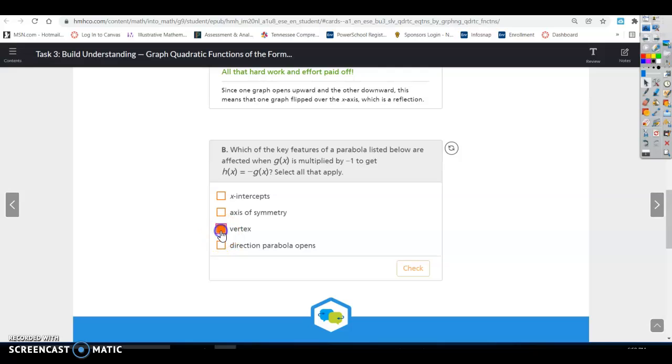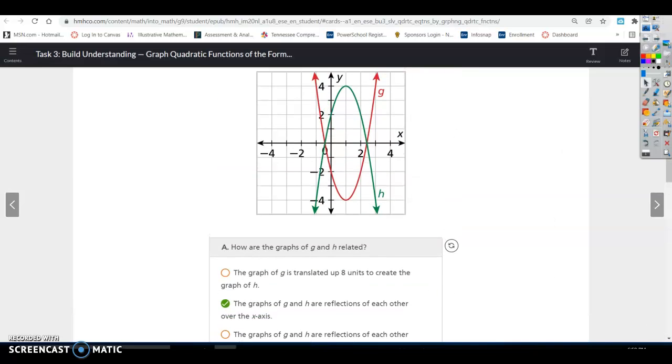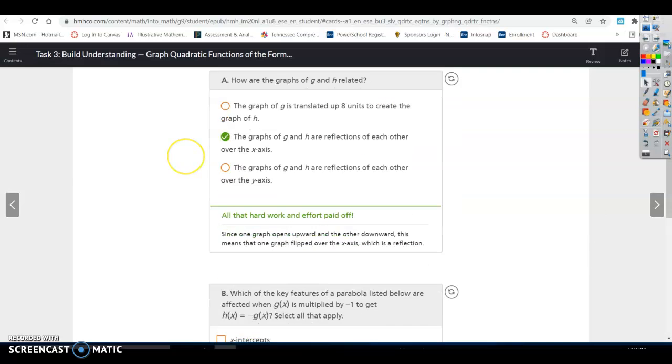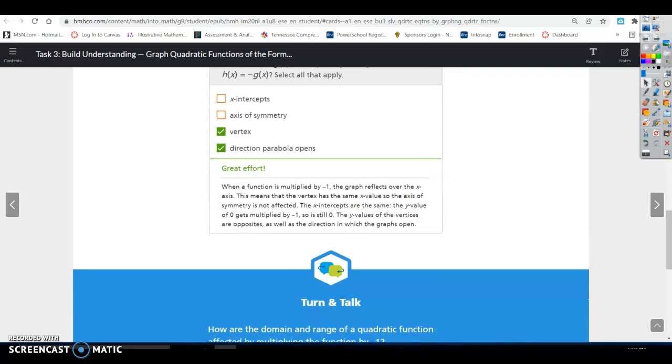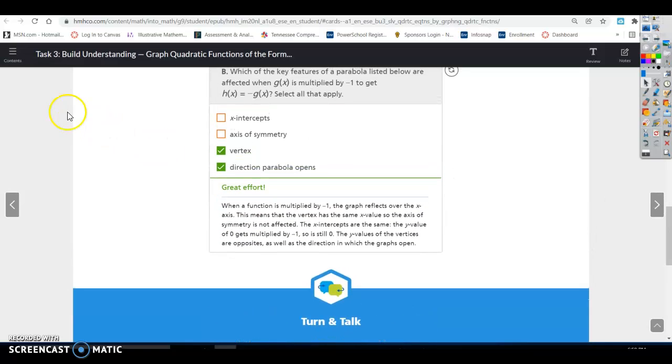The vertex was in a different place because it reflected across the x-axis, so it moved up. And the direction went down instead of up. So the vertex and the direction of the parabola are the two things that changed. You can see the vertexes are opposite each other, and one turns down and one turns up, which indicates the direction. So that one was short, so that's all for task 3. If you have any questions, let me know.